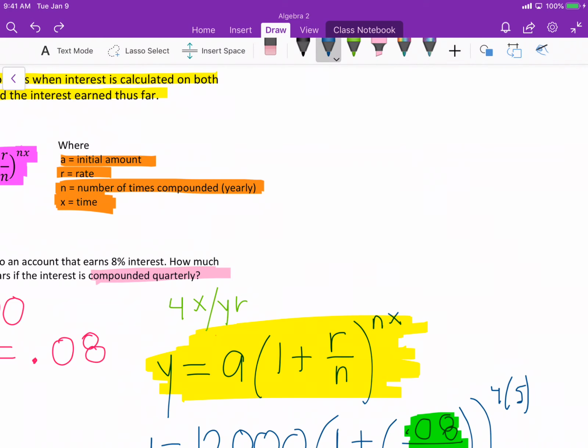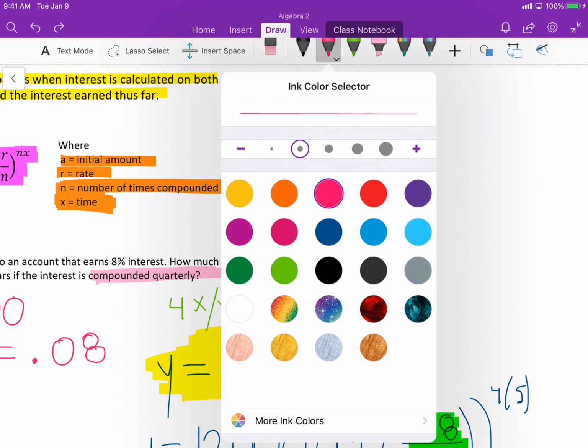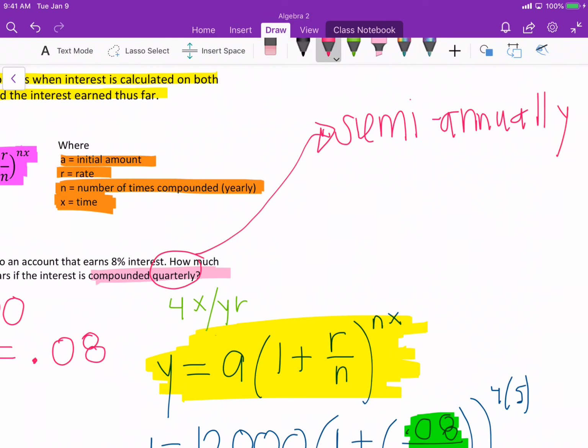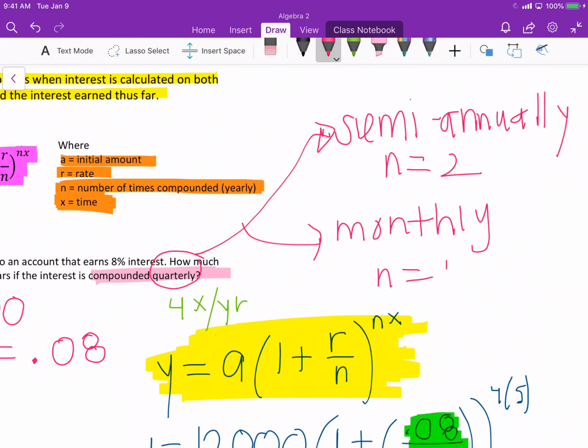So let's say that rather than quarterly, the interest is compounded semi-annually. If it was compounded semi-annually, that means that it would happen 2 times per year. So in this case, n would be equal to 2. What if it tells you that the interest is compounded monthly? That means that the interest is going to be compounded 12 times. So n would be equal to 12.